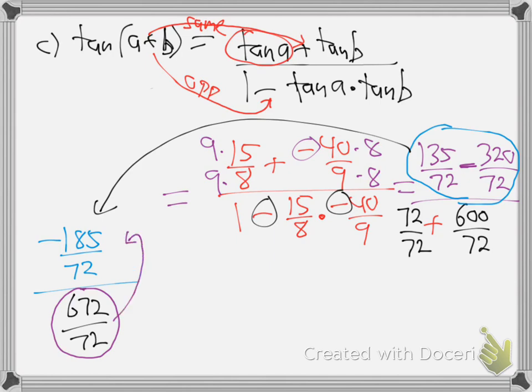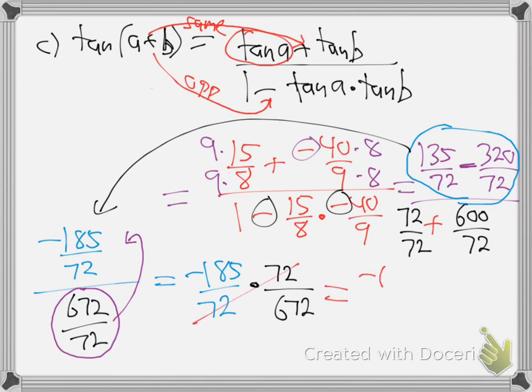And so then we get minus 185 over 72 times 72 over 672. We're so close. And that's going to equal, these will cancel, minus 185 over 672. And it does not reduce. Doesn't reduce. Good. I don't want it to. We are done there. That was a long problem.